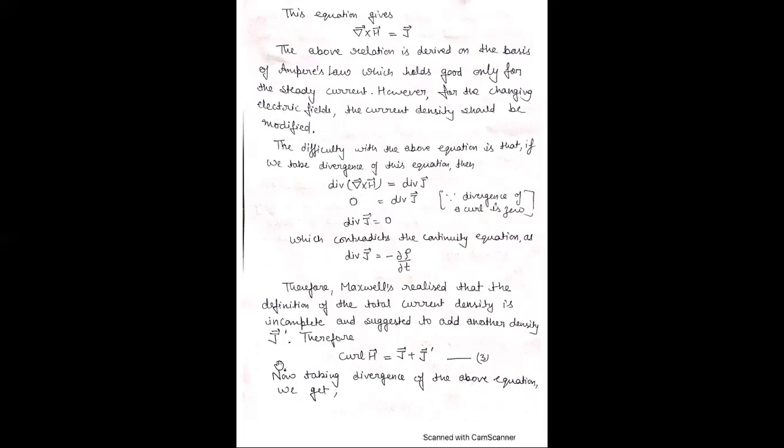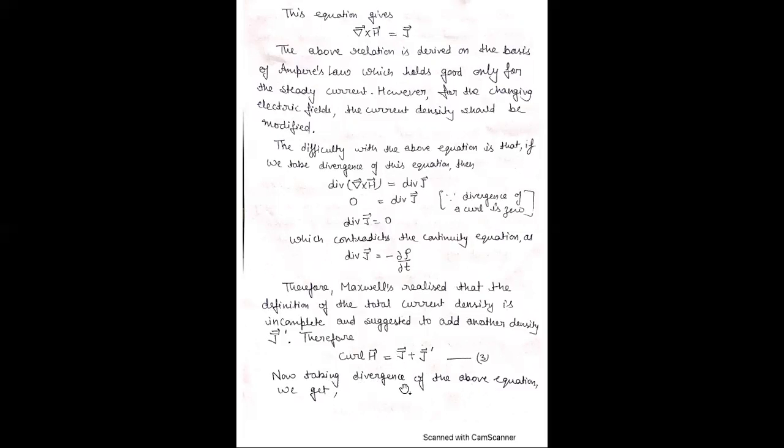suggested another current density J dash. Therefore, Maxwell modified this equation by adding another current density J dash. So the curl of H should be equal to J plus J dash. This is the total current density.